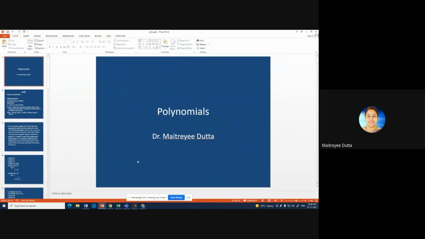Next we will start the polynomials in Scilab programming.